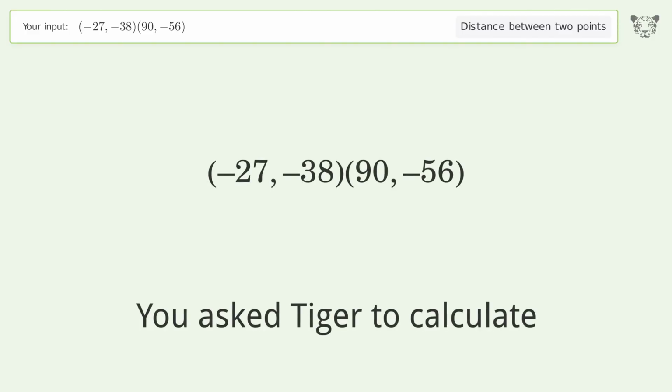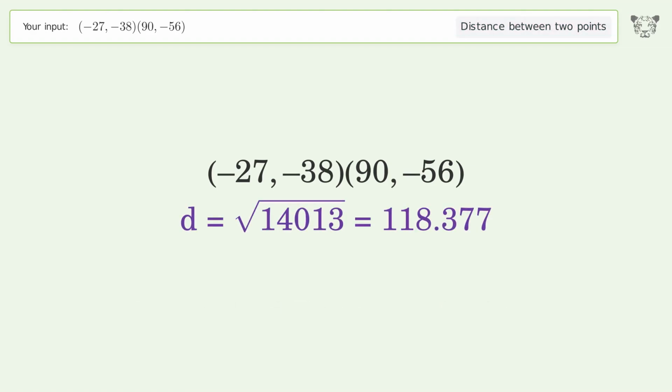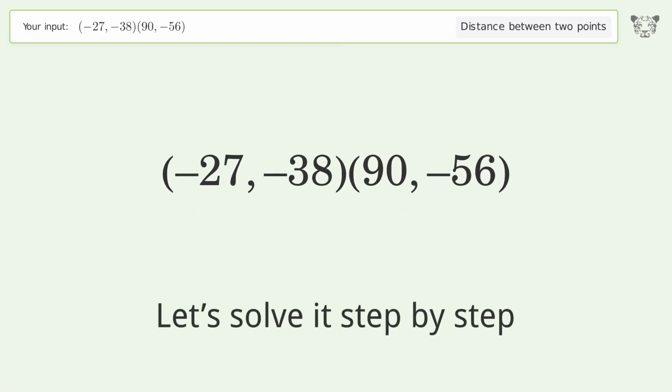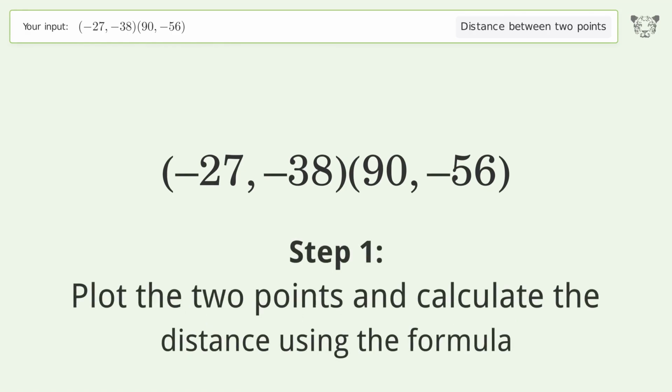You ask Tiger to calculate. This deals with the distance between 2 points. The distance between the 2 points is the square root of 14,013, or 118.377. Let's solve it step by step. Plot the 2 points and calculate the distance using the formula.